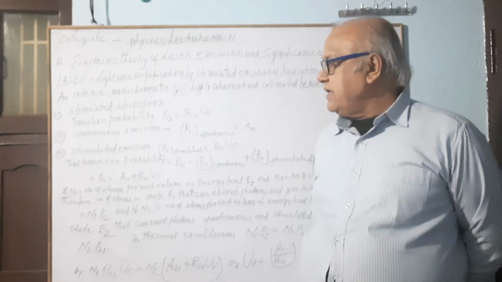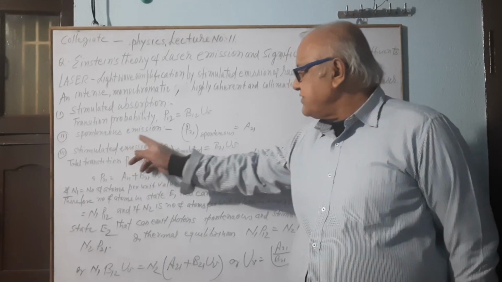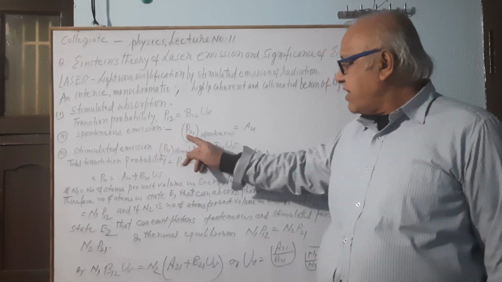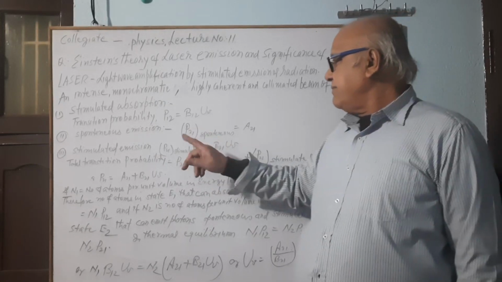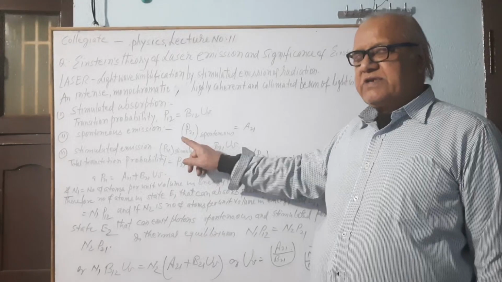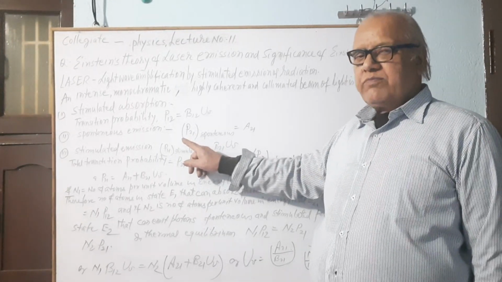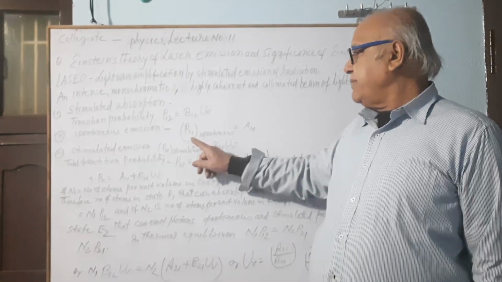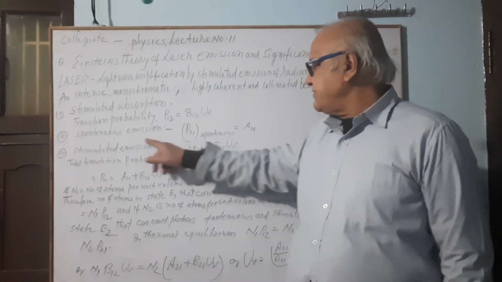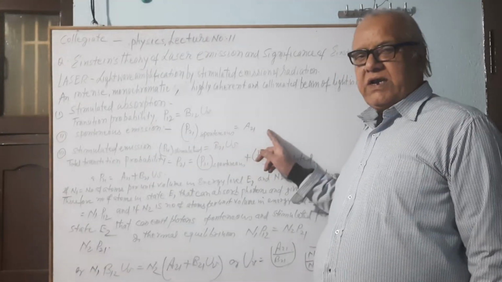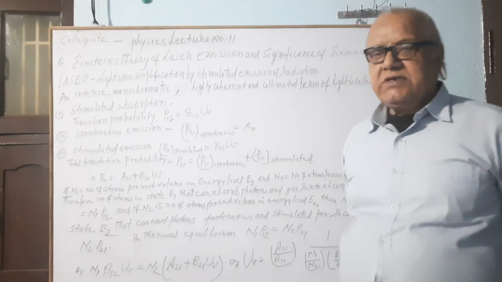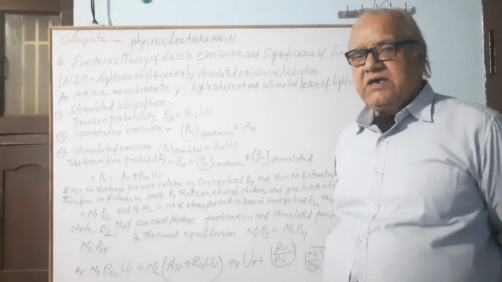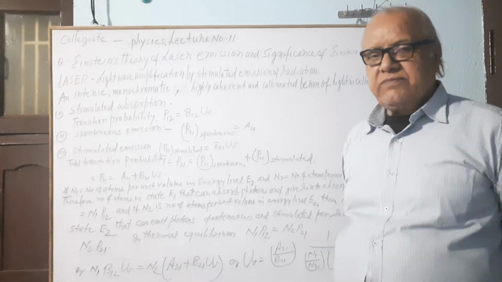If the transition rate of a spontaneous transition is P21, then the probability of transition from second state to first state, that is from excited state to ground state, is P21. 2 represents excited state, 1 represents ground state, and this transition is spontaneous. It is equal to A21, where A21 is called Einstein coefficient. This A21 depends on the energy property of energy state E1 and the property of energy state E2.